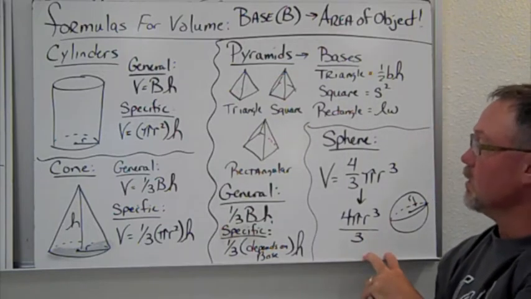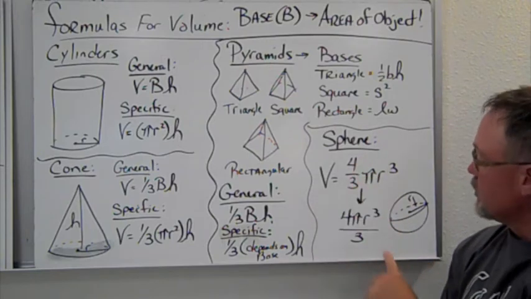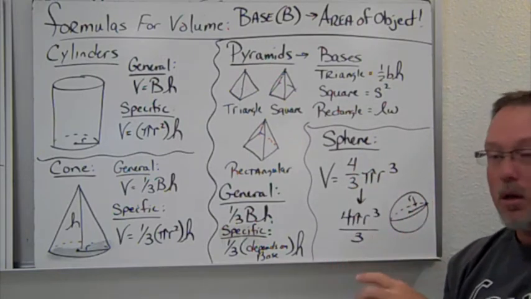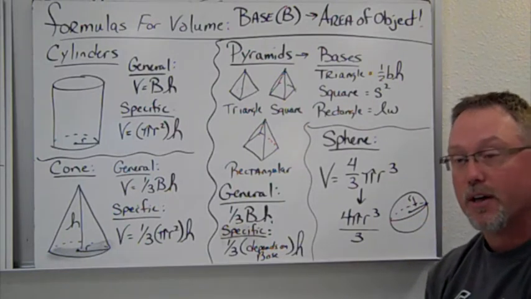The one that's kind of the most complicated one of all, seeming-wise, but it shouldn't be, is for a sphere. So you're given like a ball, and you're given the radius, or you may be given the diameter, which you have to find the radius.